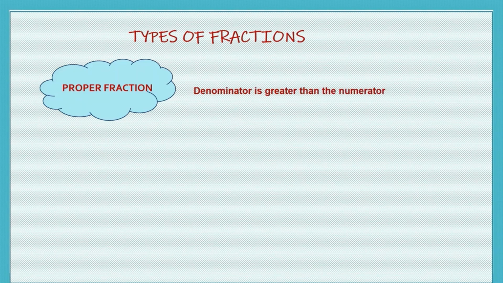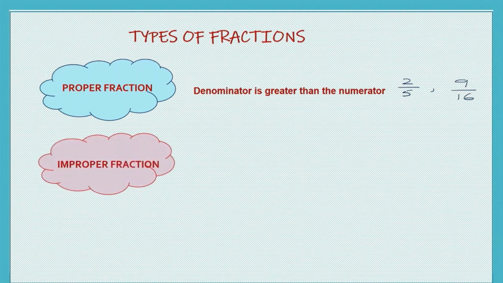Now if I have to give you an example of this, the denominator is greater, so we'll have the numerator as 2, denominator as 5. So can you see the denominator is greater than the numerator? Another example, I have 9 and I have 16. So here the denominator is greater than the numerator. So this is a proper fraction.